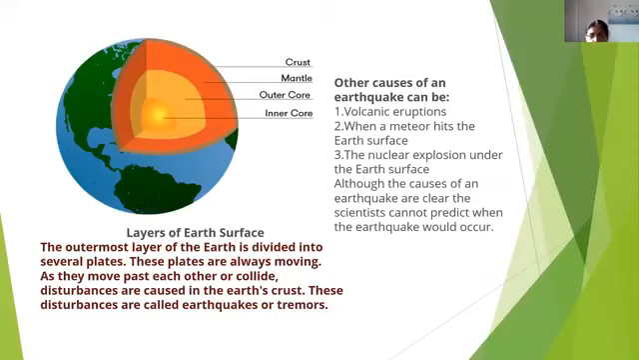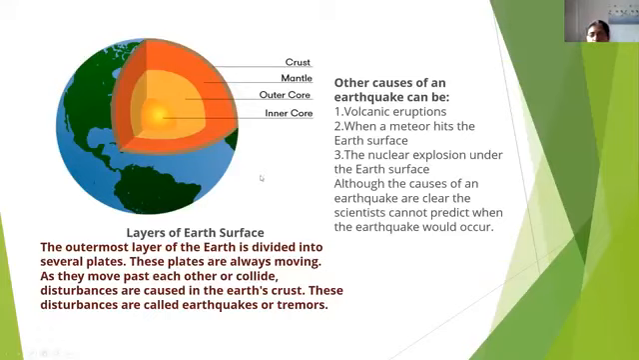how earthquake occurs. The outermost layer of the earth's surface is not a continuous layer, it is divided into various pieces or fragments, and these pieces or fragments we call plates, and these plates are always in continuous motion. When they move, either they move upon each other or they collide, and these disturbances caused in the earth's crust lead to earthquakes, which are otherwise called tremors.